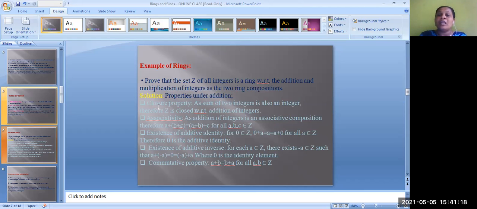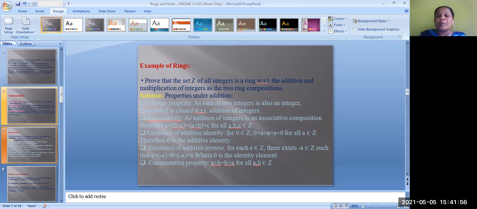So here are the properties under addition. Under addition, how many properties do we have? 5 properties. Those 5 properties we have to satisfy. First, the closure property, as the sum of two integers is also an integer. So if we take two integers and add them, we get an integer only. For example, 1 plus 2 is equal to 3. Whenever we add two integers, we get an integer. By this condition, we satisfy the closure property.